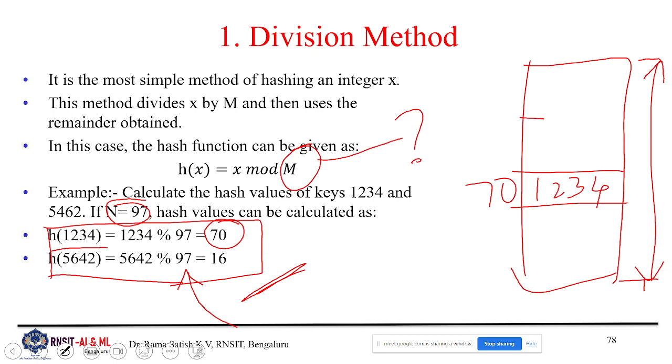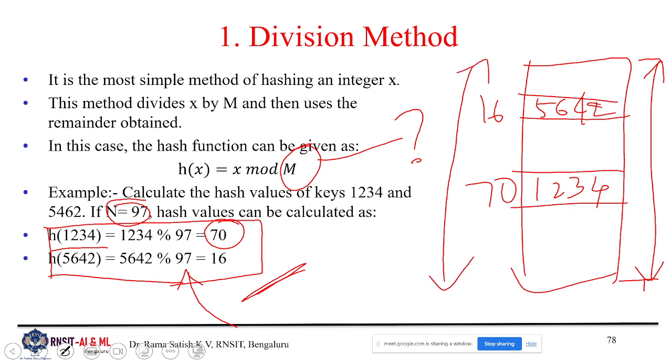Now in index number 16, you store 5642. So the total size that you can expect is 97. It starts from 0 and ends at 96. So the last cell number is 96 and the first cell number is 0. So this is the hash table.